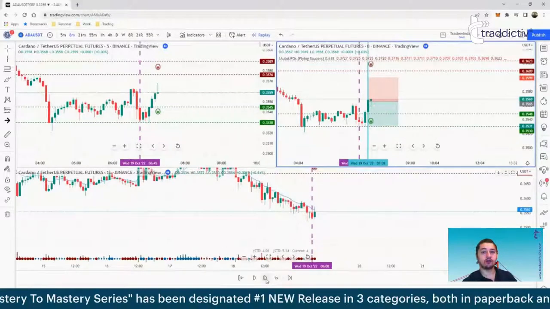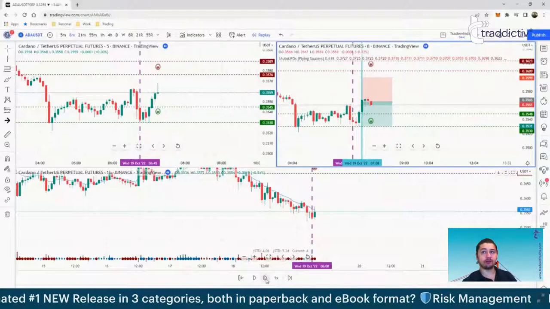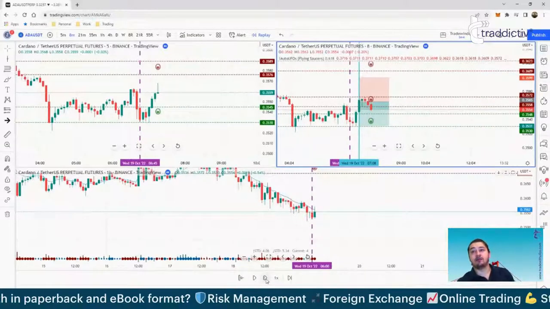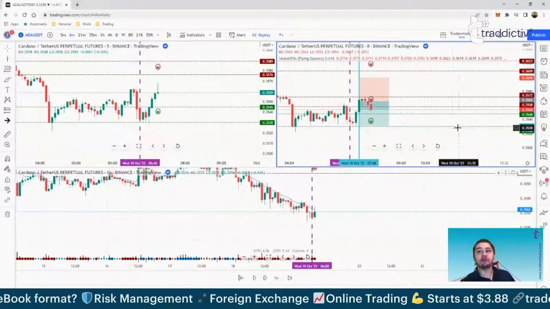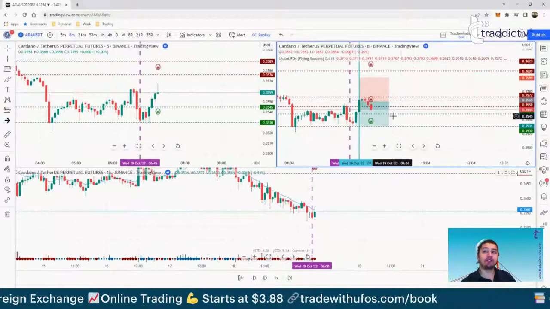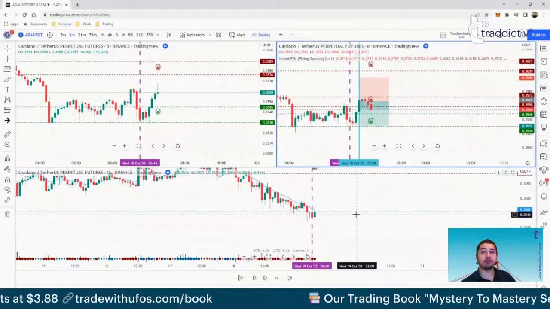Now let's go forward a few more just to see what's happening with the trade. All right, looks like it is going in our direction. And not only that, we have a brand new UFO. So in this scenario, we don't have T1 just yet, but it's very good news that we have a new UFO forming.